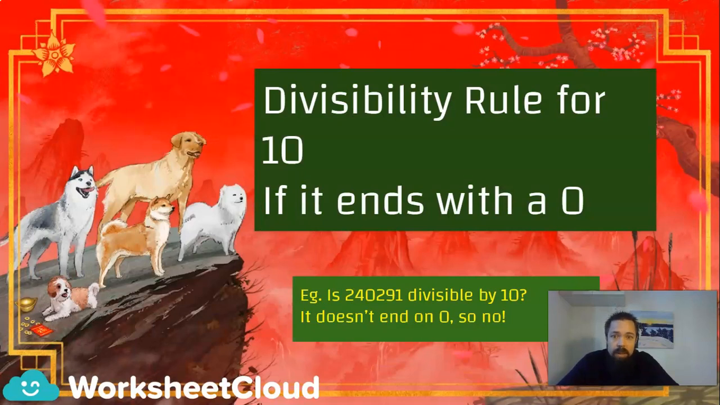10, this one's even simpler. Basically, if it finishes on a 0, then it's divisible by 10.